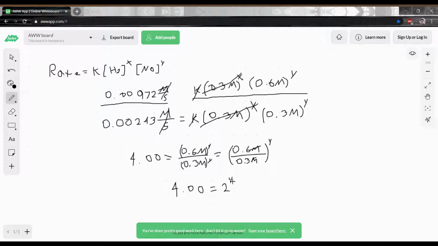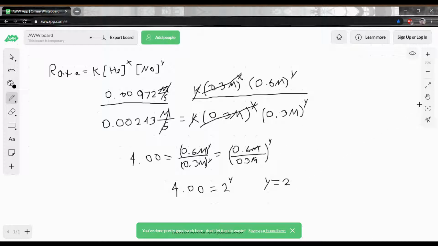We could use a logarithm to solve this, or we could just look at it. We need to ask the question, what power can we raise 2 to get 4? Well, we know that 2 squared is 4, so that means y is going to be 2. With that, we have just determined the order of our nitrite. Our nitrite has an order of 2.